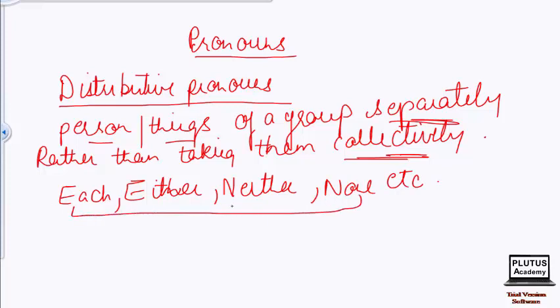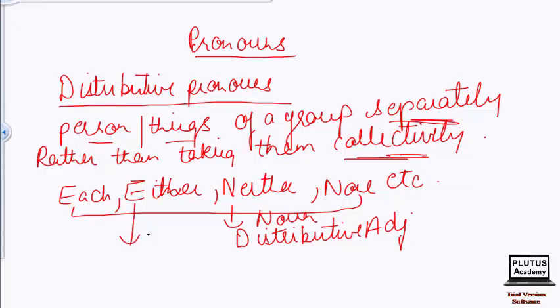When these words are followed by a noun, then they will be known as distributive adjectives. But when these words are followed by some other words except a noun, then they will be known as distributive pronouns.